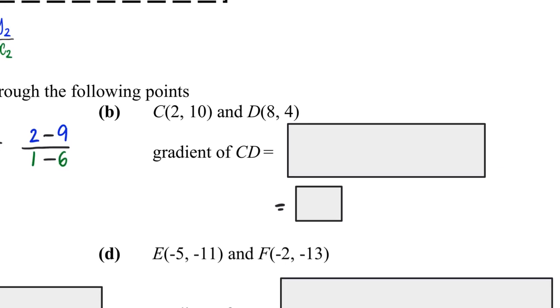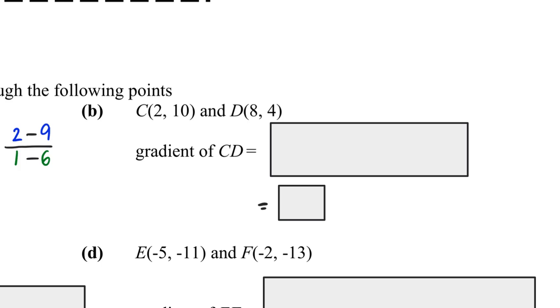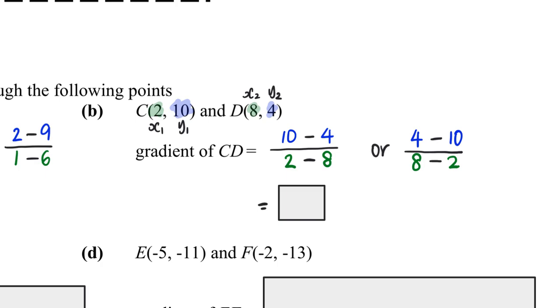And as we proceed to part B, you will also see that I just need to make sure I am very clear which one is my y and which one is my x, because then I will be able to make use of the formula: 10 minus 4 over 2 minus 8, or if I start with y2, which is 4, minus 10, then for the x, I will need to start with 8, 8 minus 2. And that will give me the answer -1.